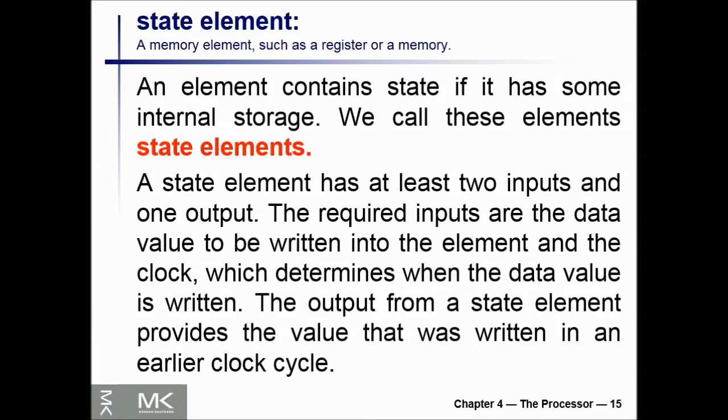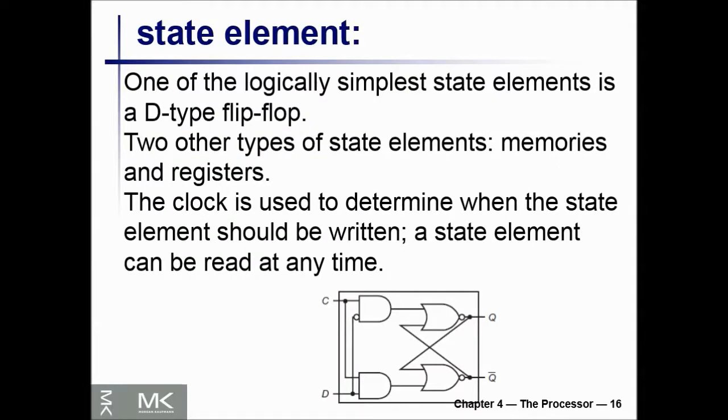The state element has at least two inputs and one output. The required inputs are the data value to be written into the element and the clock. The clock determines when the data value is written. The output from a state element provides the value that was written in an earlier clock cycle. For example, one of the logically simplest state elements is a D-type flip-flop, which has exactly these two inputs, a value and a clock, and one output. In addition to flip-flops, the LEGV8 implementation uses two other types of state elements, which are memory and registers.